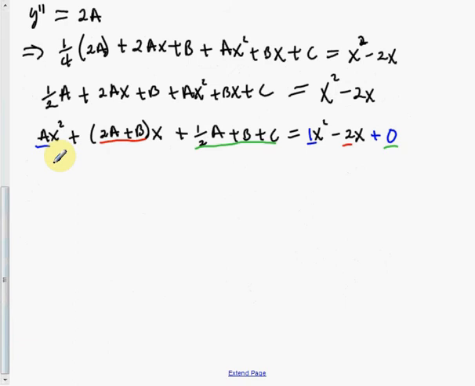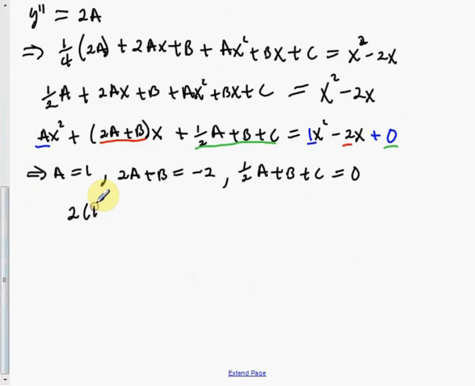So we say that this implies that A is equal to 1, 2A plus B is equal to negative 2, and then 1 half A plus B plus C is equal to 0. Well, the A equal to 1 is already solved for us. So take A equal to 1, we can solve for B from that next expression. So this is 2 times 1 plus B is equal to negative 2. So we get 2 plus B is equal to negative 2, so B is equal to negative 4.